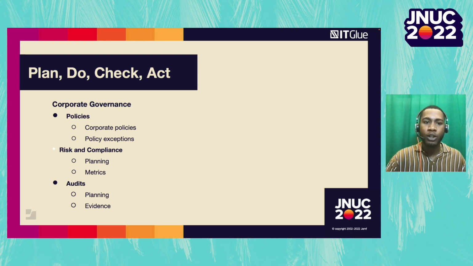Translating that into operational activities for a moment. You can execute governance with a few different things like your policies. Policies are the documentation of the corporate direction and rules about what can and cannot be done within the organization by its employees, its contractors, and third parties.